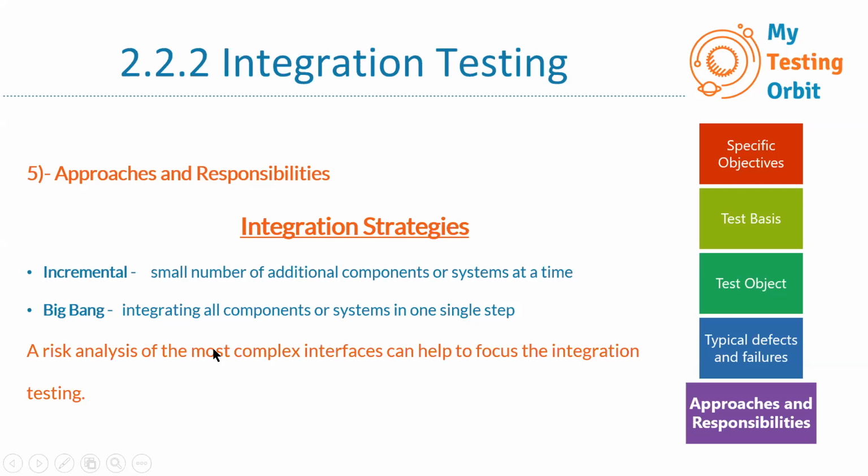A risk analysis of the most complex interfaces can help to focus the integration testing. So let's say that if there is a very small project and it has only 3 components, then maybe Big Bang approach would be fine, because we will not be having a lot of risk over there, and maybe the interfaces are not very complex. So whenever we have to define an integration strategy, first we need to evaluate the risk. We have to do risk analysis, and that actually helps in deciding which integration strategy would be appropriate for us.